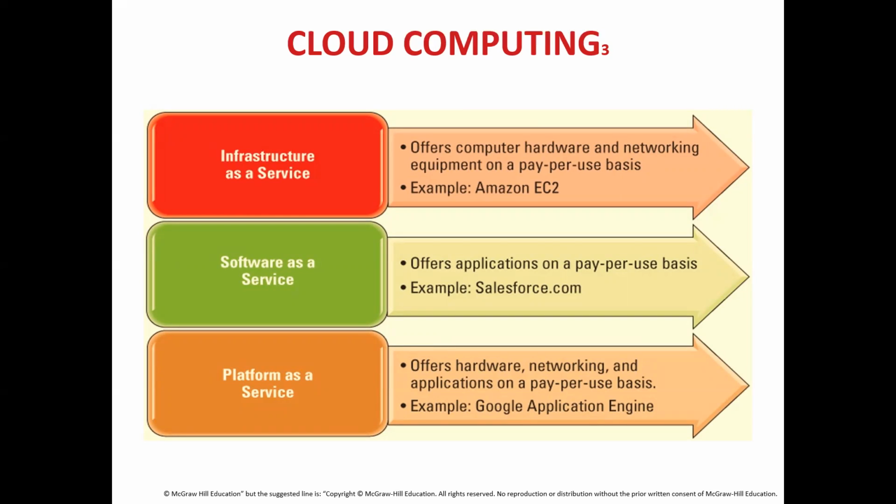Cloud computing generally offers its services in three main ways. First one, infrastructure as a service. Infrastructure as a service delivers hardware networking capabilities, including the use of servers, networking, and storage over the cloud using a pay-per-use revenue model. Software as a service delivers applications over the cloud using a pay-per-use revenue model. Platform as a service supports the deployment of entire systems, including hardware, networking, and applications using a pay-per-use revenue model.